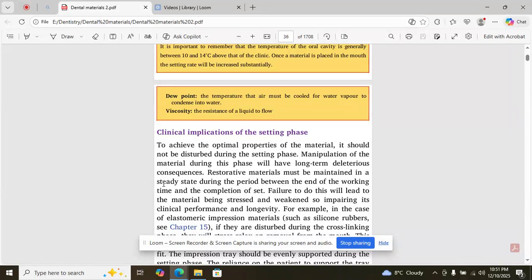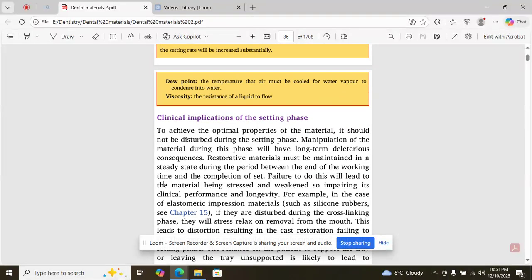Restorative materials must be maintained in a steady state during the period between the end of the working time and the completion of set. Failure to do this will lead to the material being stressed and weakened, so impairing its clinical performance and longevity.